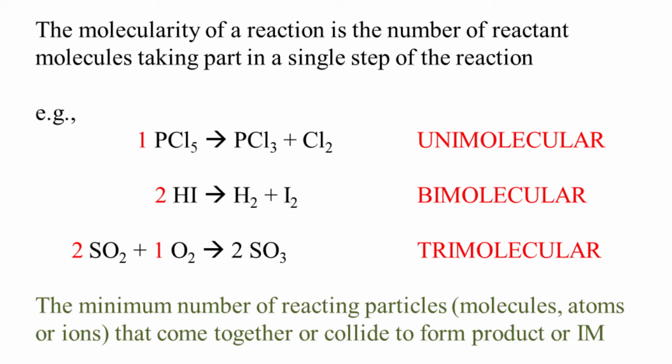Our first example is the dissociation of PCl5 to PCl3 and Cl2. There is only one reactant molecule, so it is a unimolecular reaction. The next is the dissociation of HI into H2 and I2. There are two reactants combining, two molecules of HI, so it is a bimolecular reaction. The third one is extremely simple: oxidation of sulfur dioxide to give you sulfur trioxide. Two molecules of sulfur dioxide and one molecule of oxygen combine, so it is a trimolecular reaction.